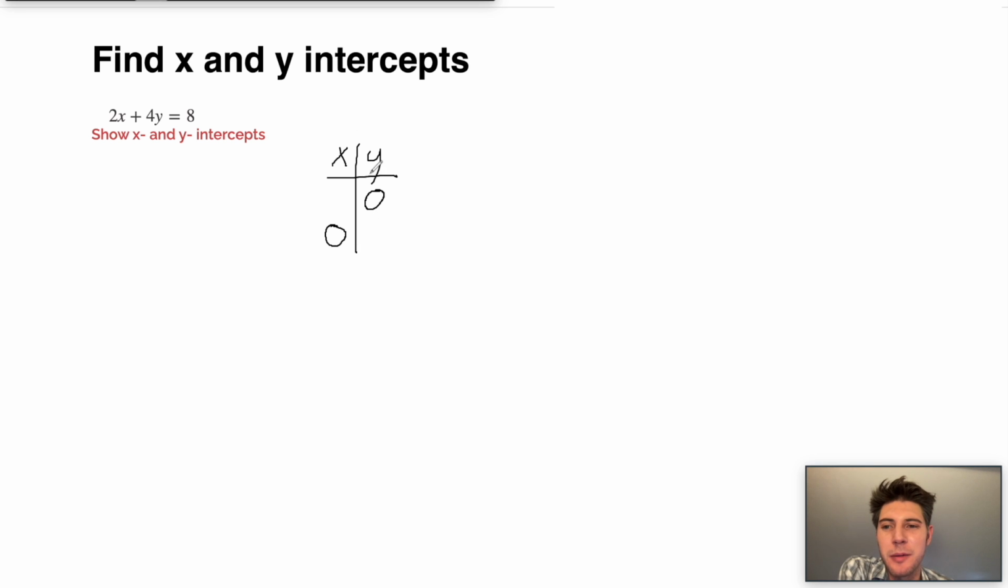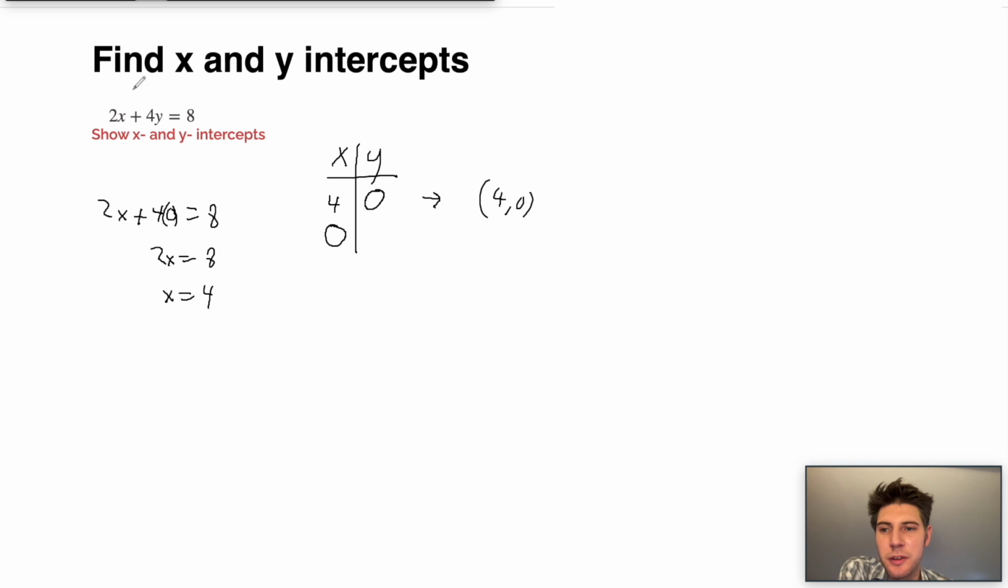So I'll just make this table here. So first, I'm going to plug in 0 for y. So that gives me 2x plus 4 times 0 equals 8. Well, the 4 times 0 just goes away, so this is 2x equals 8, and I get x equals 4. And now I have my x-intercept. My x-intercept is 4, 0, or my x-intercept is 4.